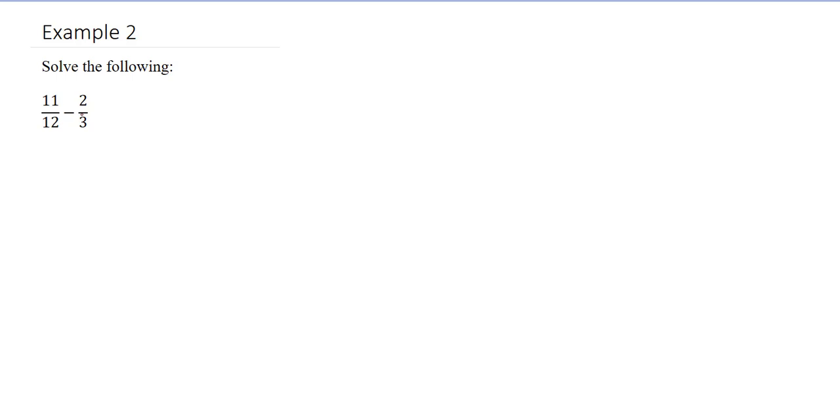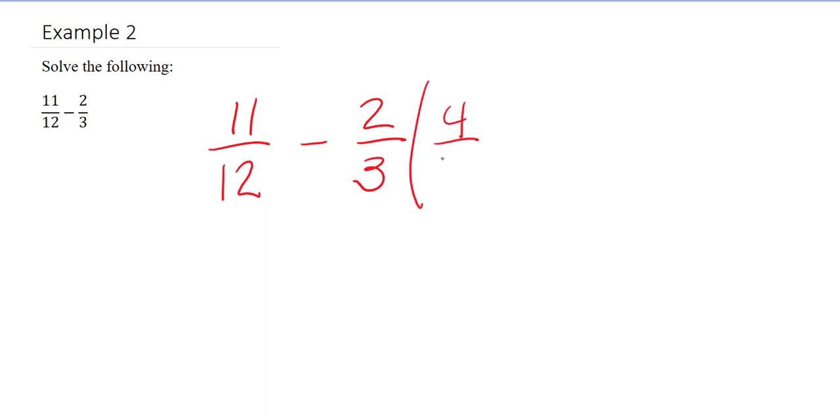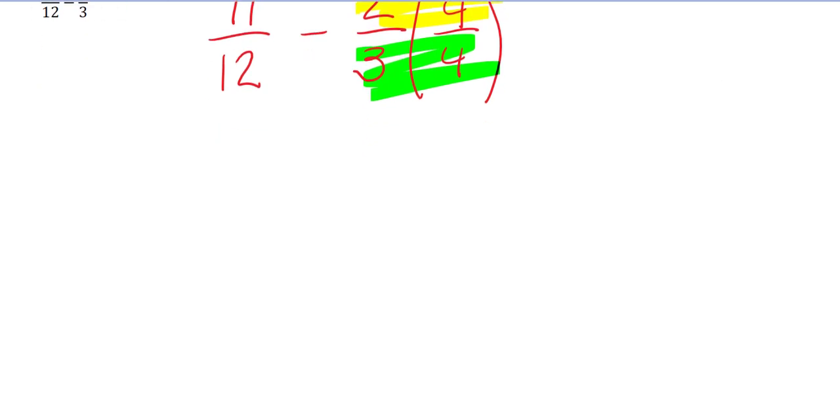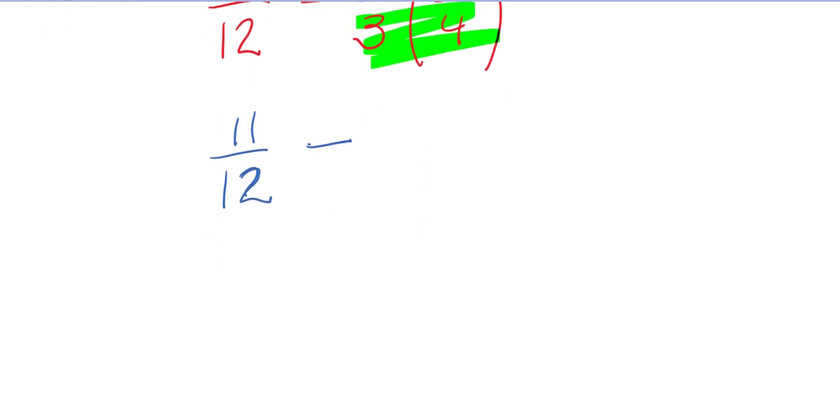So what we're going to do then is rewrite this. I'm going to go minus 2/3. So if we need 3 to get to 12, we're going to multiply both the top and the bottom by 4. And then multiply the top together and we'll multiply the bottom together. So let's go look at that. So we have 11/12 minus, and we have 2 times 4, so that's 8, and then we have 3 times 4, so that's 12.